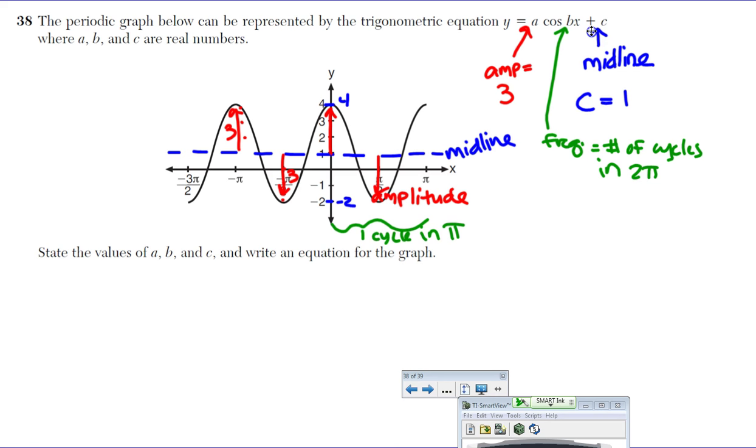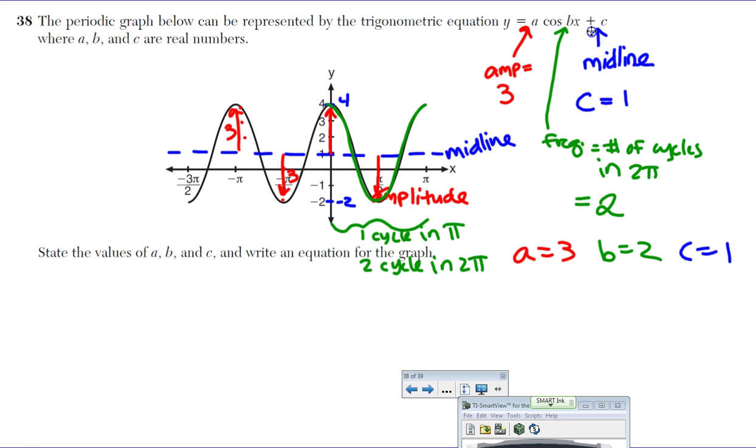So what I want to do, I need frequency, and frequency means how many cycles in 2 pi. So if it's 1 cycle in pi, that means there'll be 2 cycles in 2 pi. So that means my frequency is going to equal 2. So there are my A, B, and C numbers. Make sure it's clear: A is 3, B is 2, and C is 1.